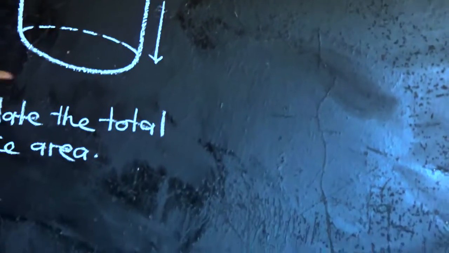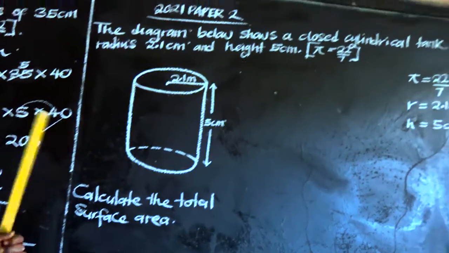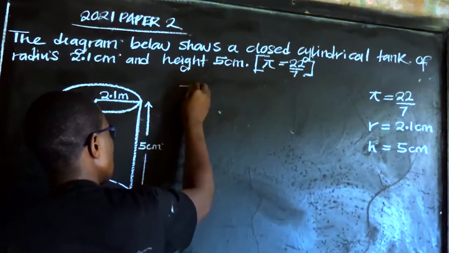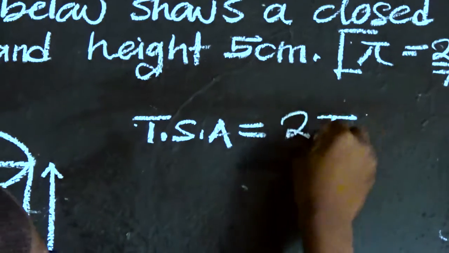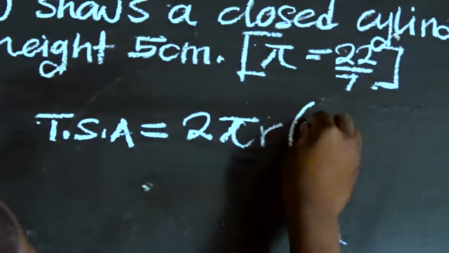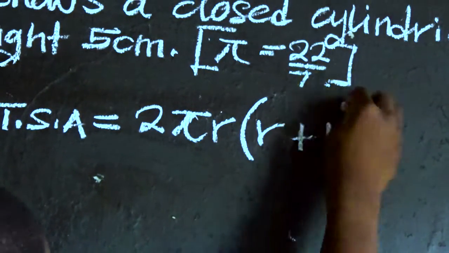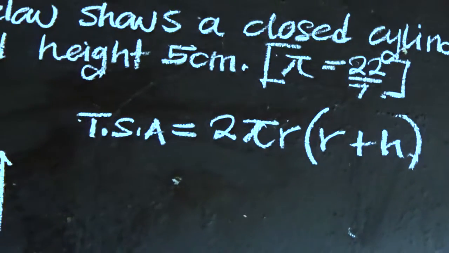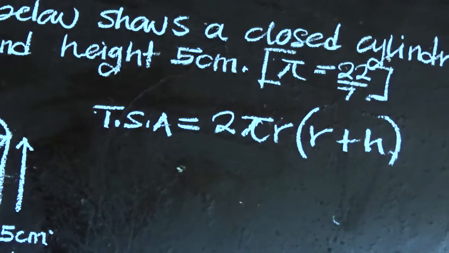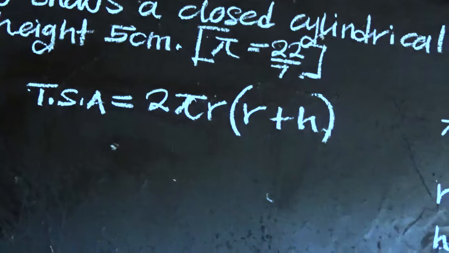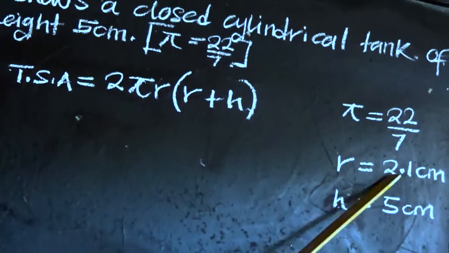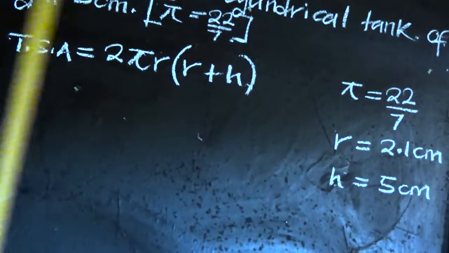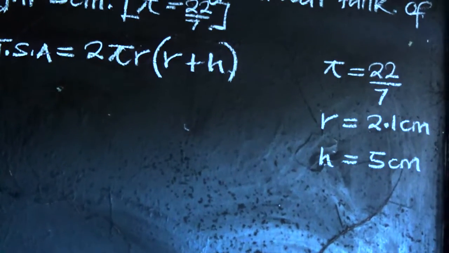Now for us to find the total surface area, we are going to apply the formula. Total surface area is equal to 2 pi r, open brackets, r plus h. Are we together, people? So we are going to substitute what we have been given in our formula. Our pi is 22/7, our radius is 2.1, and our height is 5 centimeters. So let us move on and substitute.